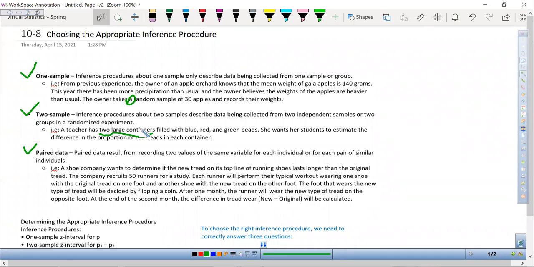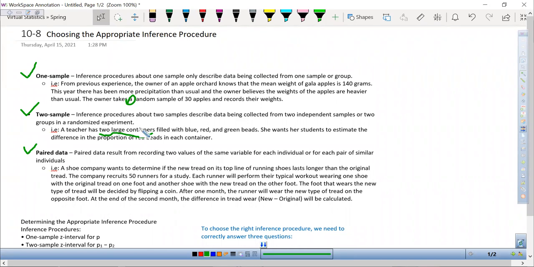Paired data is the result from recording two values of the same variable for each individual or each pair of similar individuals. An example of this is if a shoe company wants to determine if the new tread on its top line of running shoes lasts longer than the original tread, they recruit 50 runners for a study. Each runner will perform their typical workout wearing one shoe with the original tread on one foot and another shoe with the new tread on the other foot.